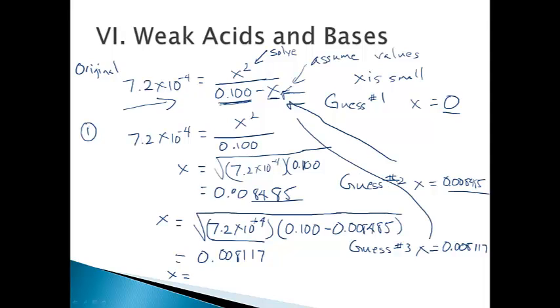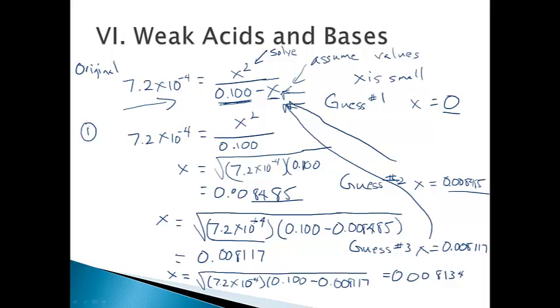Okay, so plug that in again, and calculate new x. This goes back into that equation up there. So it'll come out to be the square root of the Ka, 7.2 times 10 to the negative 4th, times 0.100 minus x, and this will come out to be 0.008134.